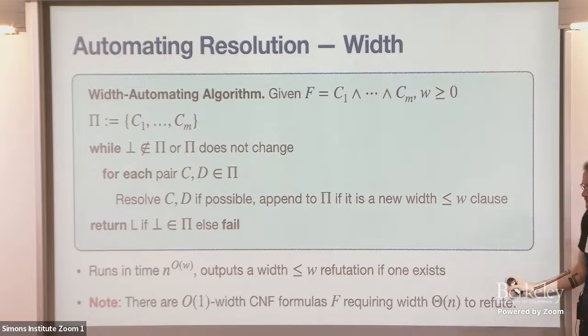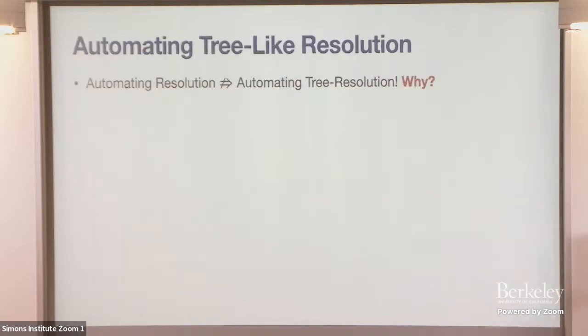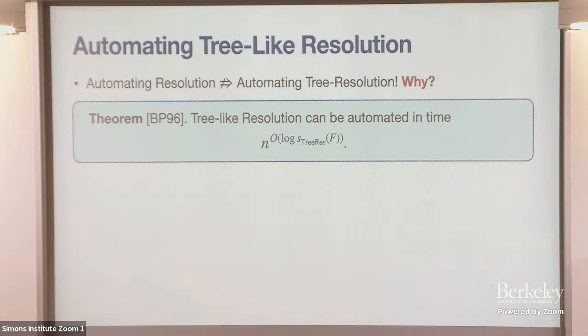And it's really important to keep these things in mind. You might think that automatability is somehow monotone, right? Like if a system gets stronger, maybe an automating algorithm will somehow work its way back down, but this is not true, right? We have to be careful about these kinds of things. But it does turn out that you can actually automate tree-like resolution.